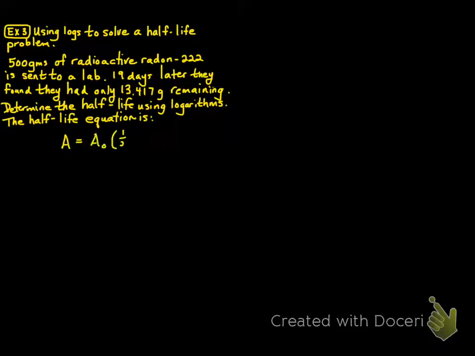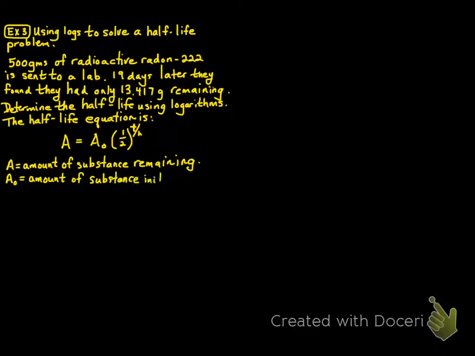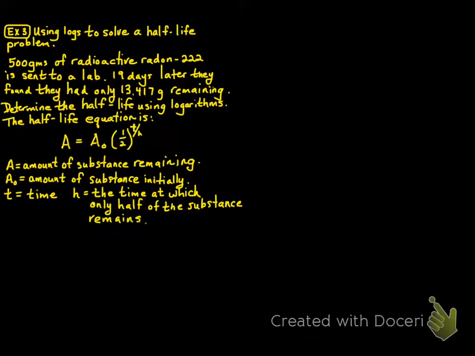The half-life equation is A equals A0 times 1/2 to the power of t over h. A is going to be the amount of substance remaining. A0 is going to be the initial amount of substance that we started with. t is time, and h is the time at which only half of the substance remains. That's what we're going to be looking for. So the amount of substance remaining is 13.47.